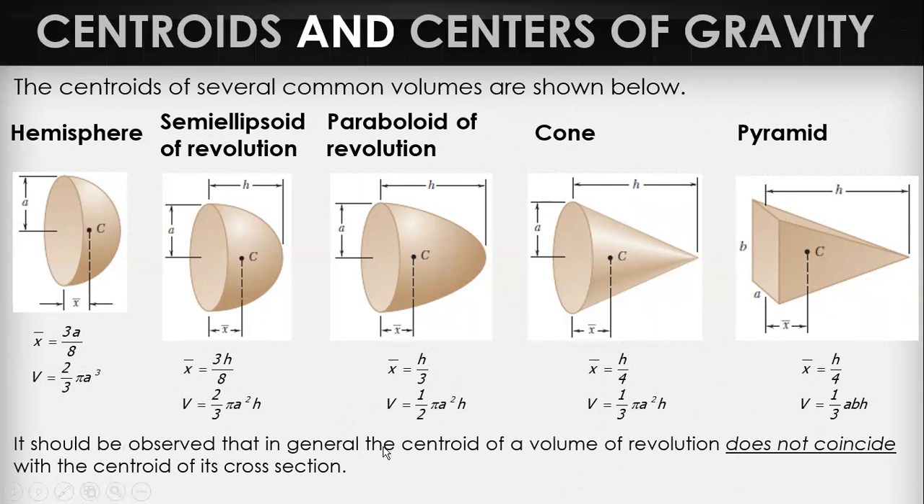It should be observed that in general, the centroid of a volume of revolution does not coincide with the centroid of its cross-section. For example, the hemisphere, its cross-section is a semicircle. We all know that for a semicircle, the centroid is 4r/3 pi. Therefore, the location of the centroid of the semicircle and the centroid of the hemisphere are not the same. Same with the cone. The centroid of the cone is 1/4 of h, but its cross-section, which is a triangle, has a centroid at 1/3 of h. So they do not coincide. So this is correct, no? That the centroid of a volume of revolution does not coincide with the centroid of its cross-section.